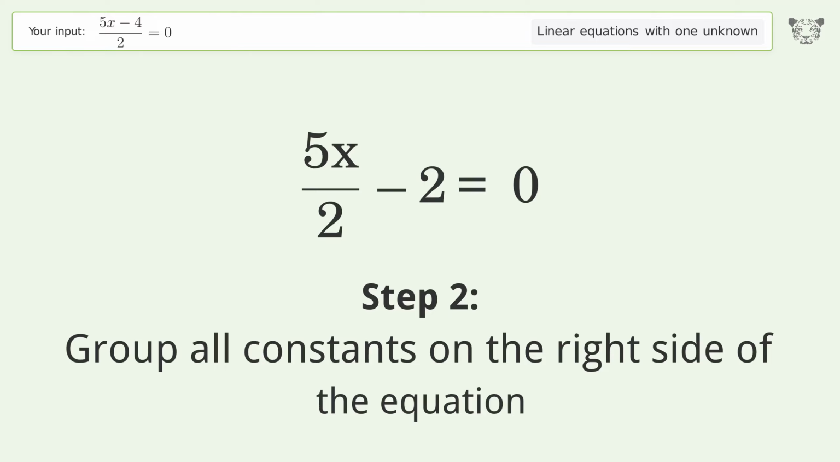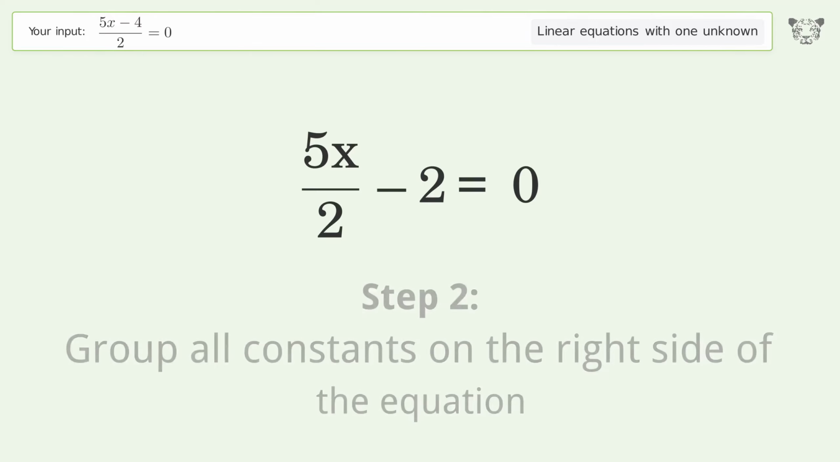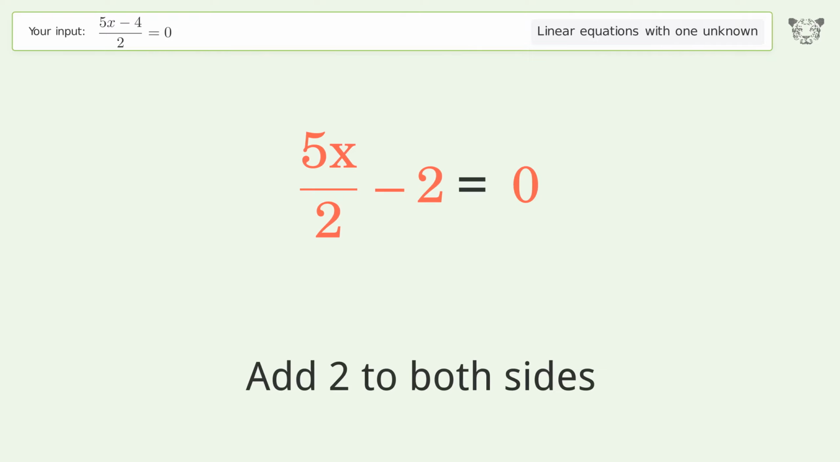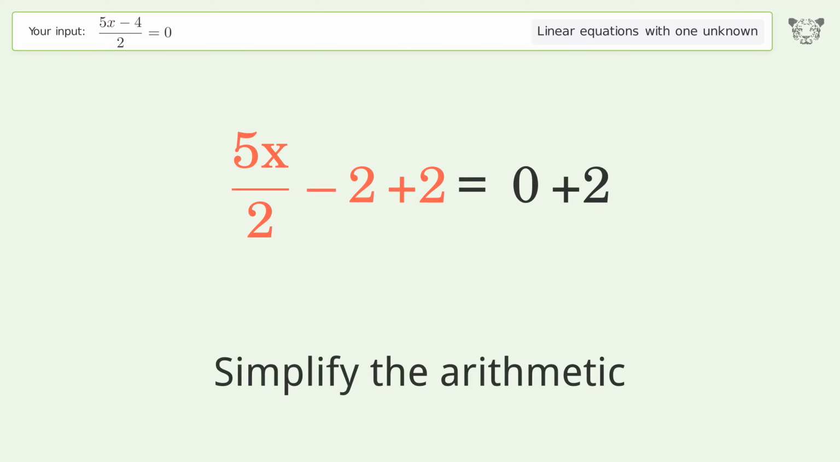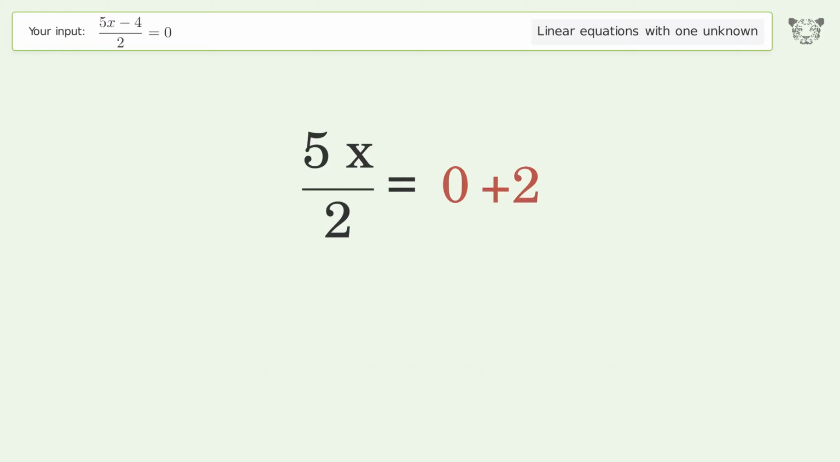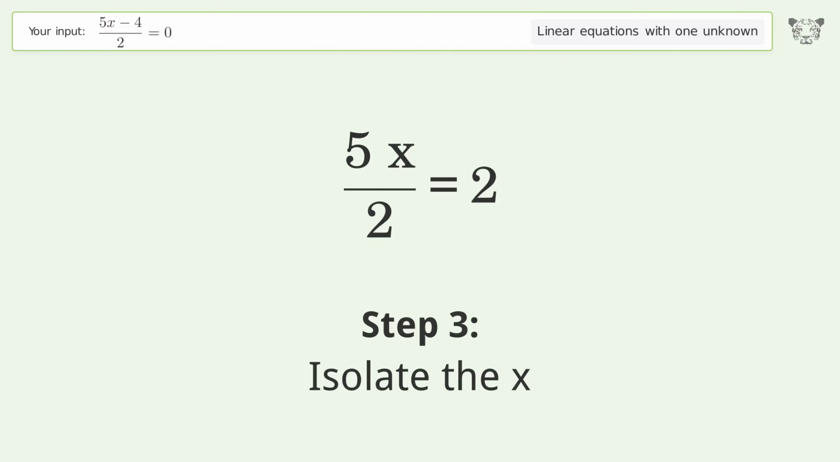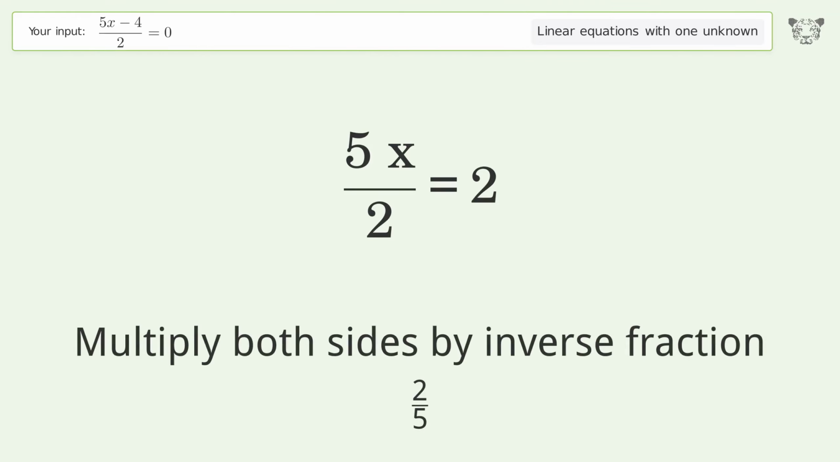Group all constants on the right side of the equation. Add 2 to both sides. Simplify the arithmetic. Isolate the x. Multiply both sides by inverse fraction 2/5.